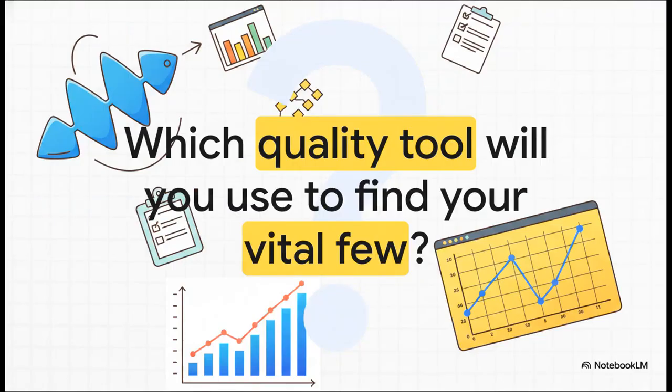Which leaves us with one final thought to ponder. If the Pareto principle holds true, and 80% of your problems really are coming from just 20% of your causes, well, which of these 7 basic quality tools are you going to use today to find your vital few?